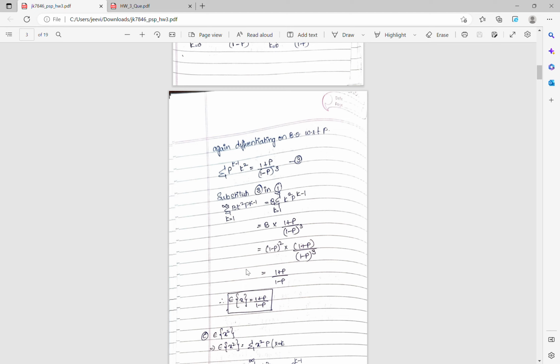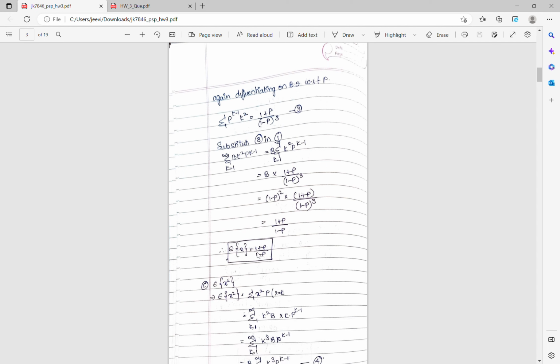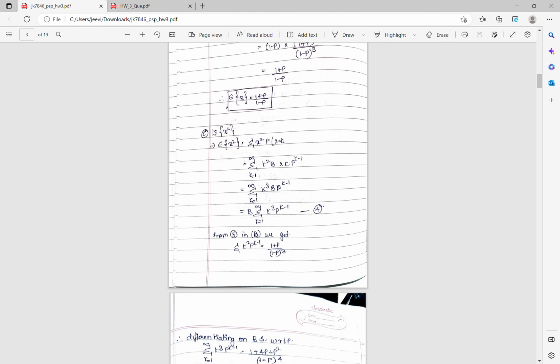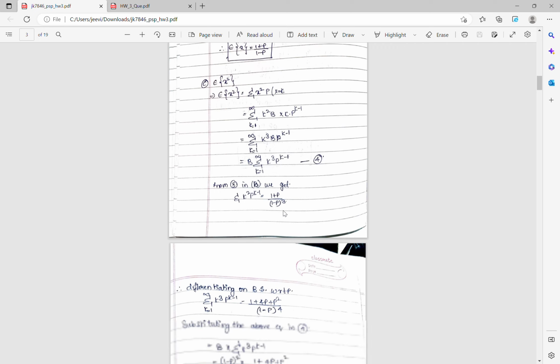So let's substitute, and then if we solve, we will get E of X is equal to (1 plus p) by (1 minus p). Now in the third part of the question, we are asked to calculate E of X square. So E of X square is equal to summation of k square into P of X equal to k. And once again, we know P of X equal to k is equal to b into k into p power k minus 1. Therefore, it will be equal to summation k equals 1 to infinity of k cube into b into p power k minus 1. Now, if we take the b outside, it will be summation k equals 1 to infinity of k cube p power k minus 1.